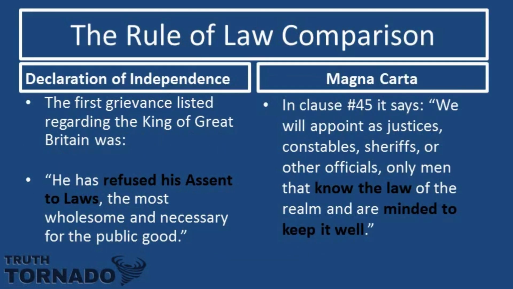The rule of law comparison. The Declaration of Independence stated, the first grievance listed regarding the King of Great Britain was, he has refused his assent to laws, the most wholesome and necessary for the public good. In the Magna Carta, in clause number 45, it says, we will appoint as justices, constables, sheriffs, or other officials only men that know the law of the realm and are minded to keep it well. So you see the comparison they drew from the Magna Carta for the Declaration of Independence.